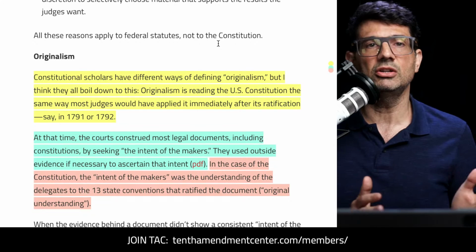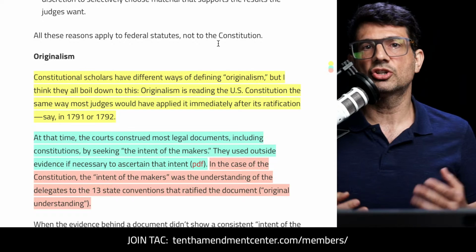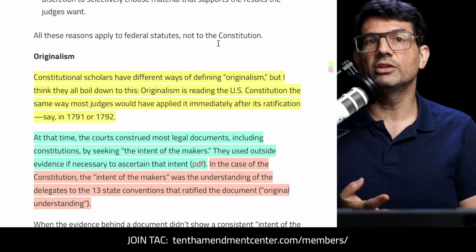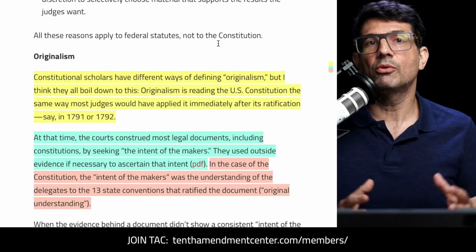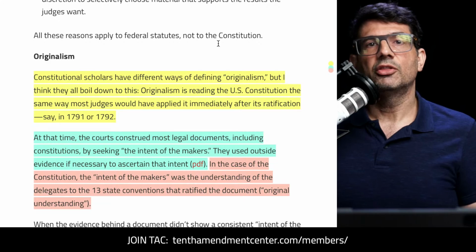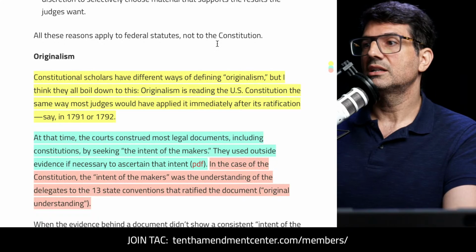So how did the judges at that time? And if you're thinking of Supreme Court justices, you're thinking of people like John Jay, James Iredell, James Wilson, people like that that were very influential in the founding and drafting. They were influential framers. They were influential, of course, in the ratification debates as well. So around 1791, 1792. And at that time, the courts construed most legal documents.